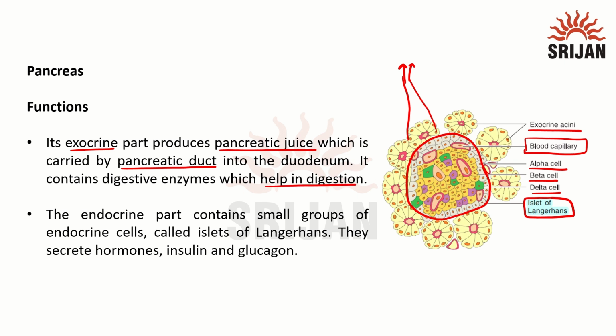But the endocrine part is different because it doesn't have a duct. So it will just release the hormones directly into the bloodstream, into the blood capillaries, from where they will be carried away. And this contains a small group of endocrine cells, that is the islets of Langerhans, and they secrete the main hormones, that is insulin and glucagon.